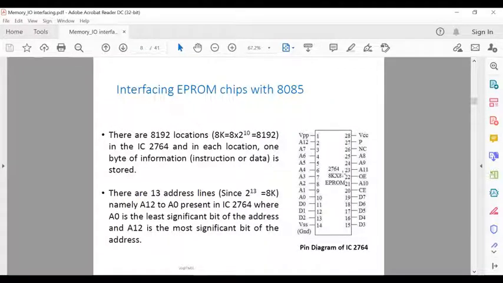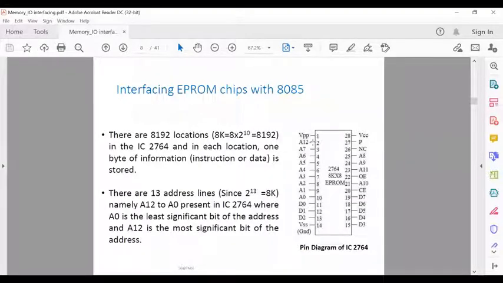Okay, so there are 8192 locations available, and how is this 8K defined? 8K is represented by 2 to the power 13. So 13 is the number of address lines available for this memory IC, and 13 address lines means from A0 to A12. That is A0, A1, A2, A3, 4, 5, 6, 7, then 8, 9, then 10, 11, then 12. These are 13 address lines.